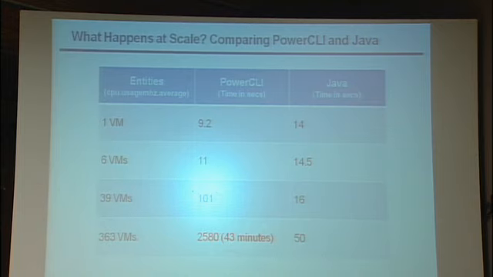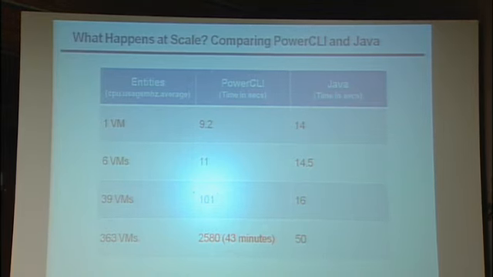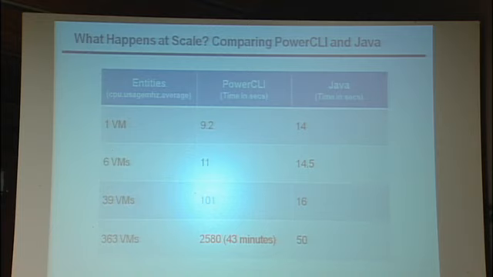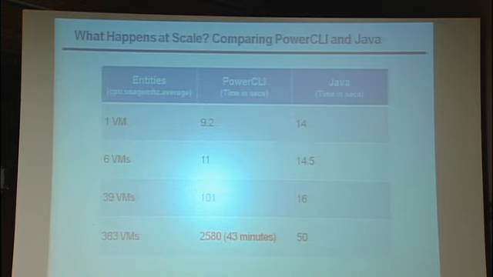Now let's compare a PowerShell implementation to a highly tuned Java implementation of the very same script. What I've done here is I've shown the performance of that very same script when getting data for one virtual machine, which is the first row, then about 40, and then up to a little over 300 virtual machines. Look at the scaling of this script. In the middle column, I have the performance for this PowerCLI script that I just showed you on the previous slide. As you can see, it goes from a healthy 9.2 seconds to over 43 minutes if you increase the size of your inventory.